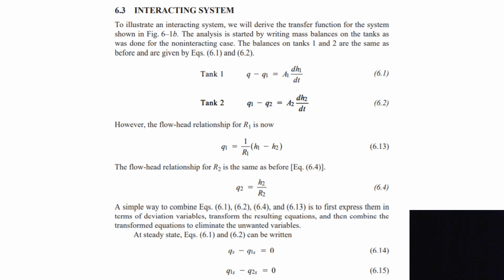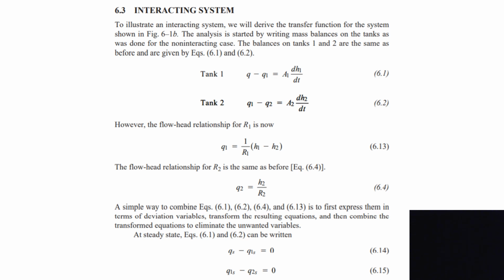Now coming to the interacting system, the dynamics of the interacting system are somewhat different from the non-interacting case. Take the same balance equations governing each tank. The first one is C1 dH1/dt equals Qi minus Q1, and the second one is C2 dH2/dt equals Q1 minus Q2. Here Q1 is nothing but (H1 minus H2) by R1, and similarly Q2 is represented as H2 by R2.